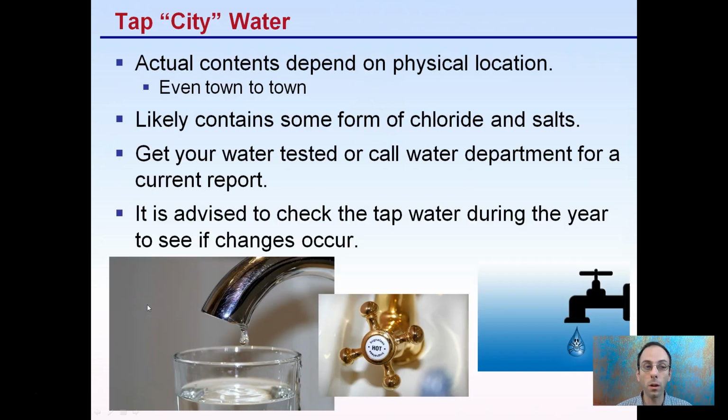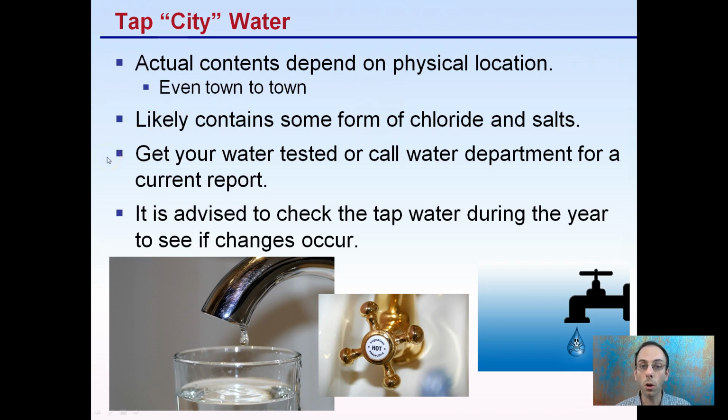Tap or city water: actual contaminants depend on the physical location, even town to town. This can relate to what they're adding to help reduce and potentially eliminate, hopefully, the microbes that would be growing in the water. So this could be chlorine, chloramine. There's a whole bunch of different types of basically sterilants that are used. That's why it can vary from town to town. It likely contains some form of chlorine and salts.